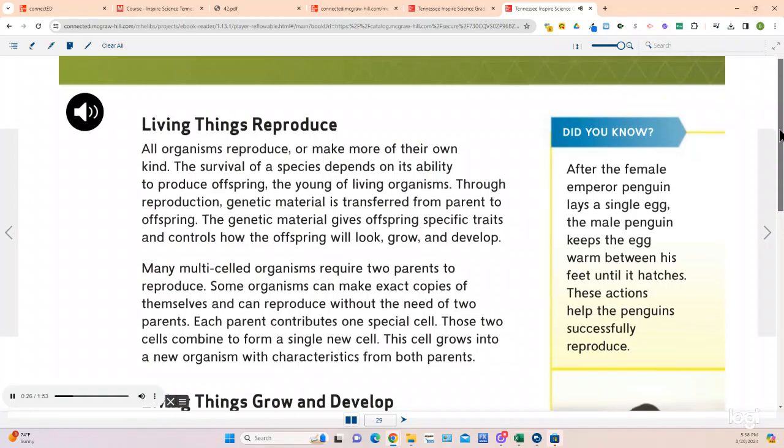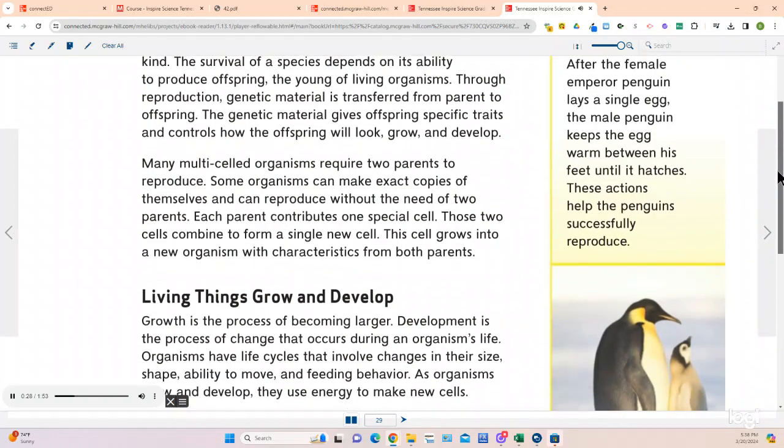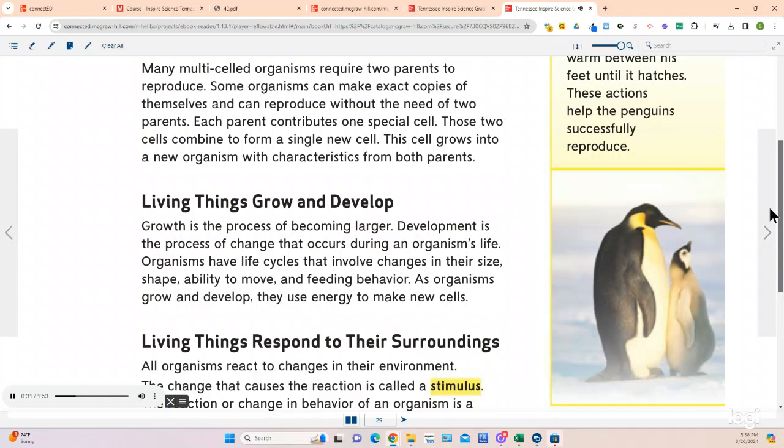Many multicelled organisms require two parents to reproduce. Some organisms can make exact copies of themselves and can reproduce without the need of two parents. Each parent contributes one special cell. Those two cells combine to form a single new cell. This cell grows into a new organism with characteristics from both parents.